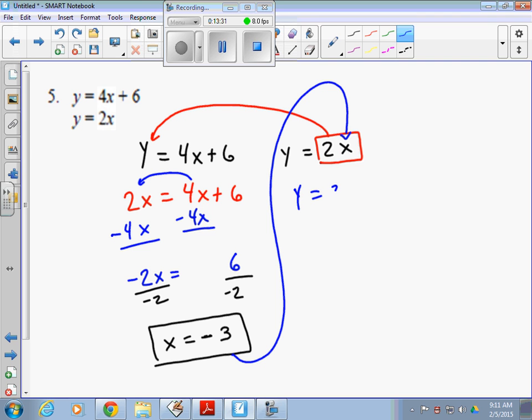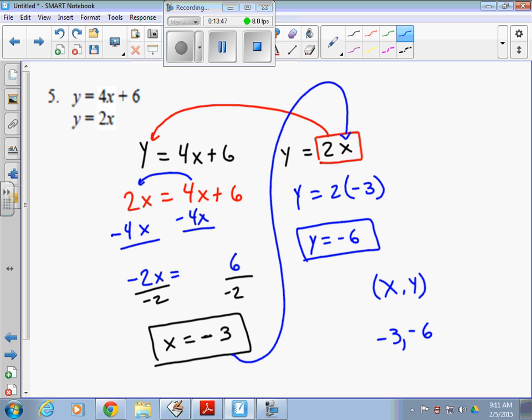Y equals 2 times x, which is now negative 3. Y equals a positive times a negative is a negative. Opposite signs, 2 times 3 is negative 6. X comma y, negative 3, negative 6.